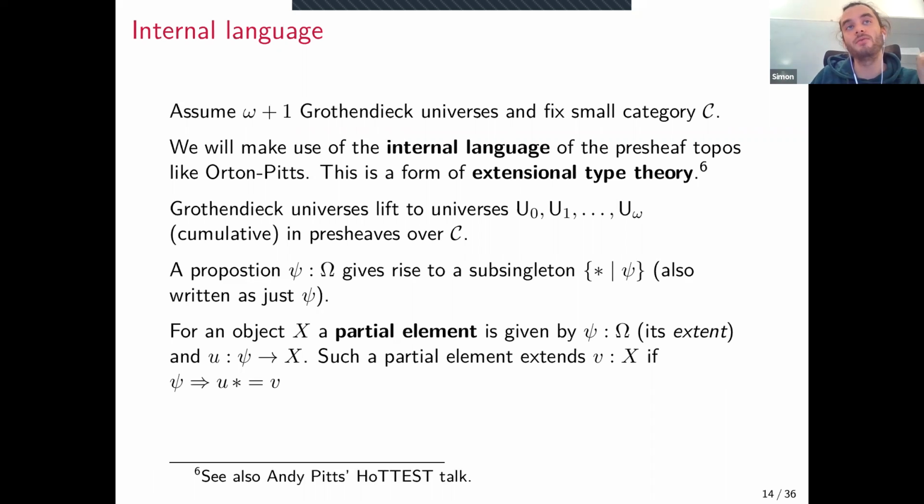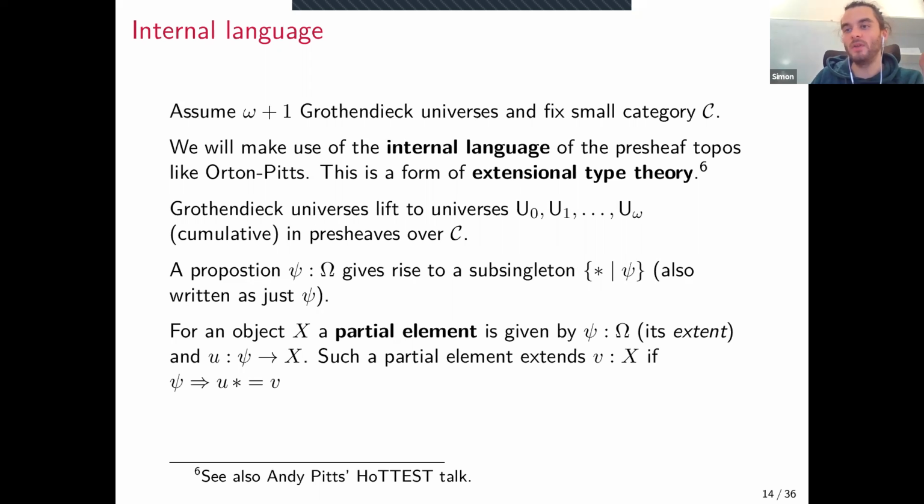So these Grothendieck universes lift to universes in this internal language, which is also cumulative. And in this presheaf topos, we have a notion of propositions, so elements of the subobject classifier, and each such element gives rise to a type or object, which I will also just write with the same psi. It will be clear from the context. And the element of this type will be called star.